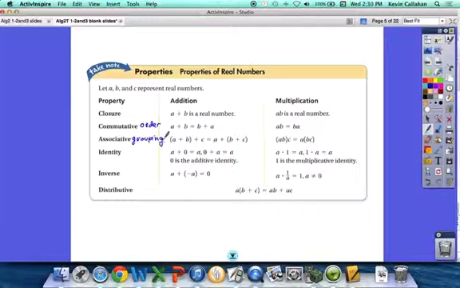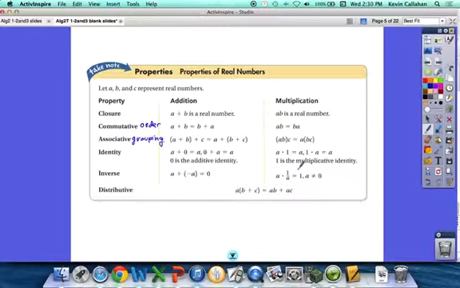Identity. What number can you add to anything and get the same number back again? 0. So 0 is called the additive identity element. Okay. What number can you multiply times anything and get the same thing back again? 1. So 1 is the multiplicative identity element.